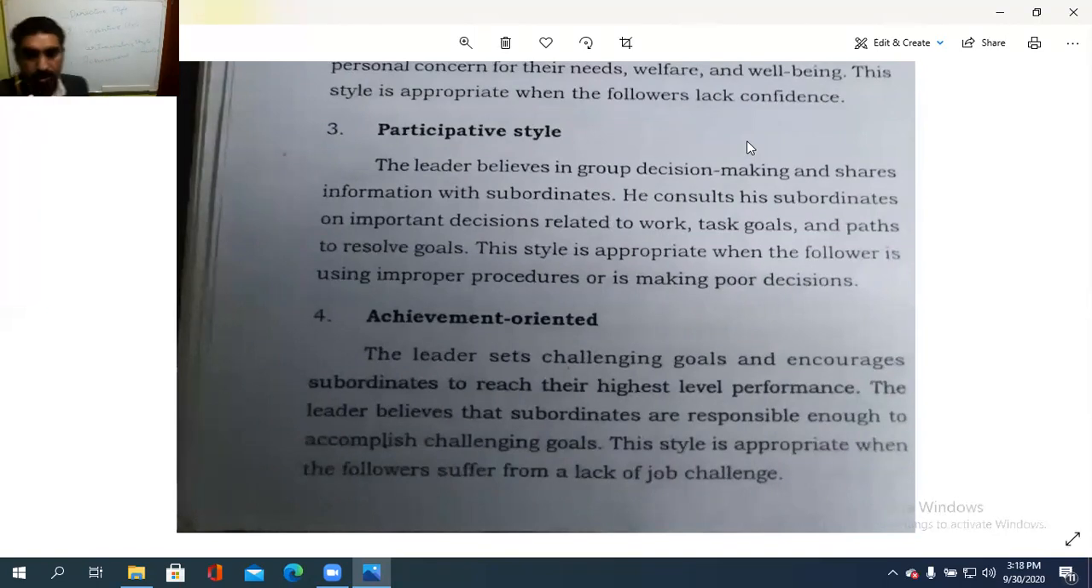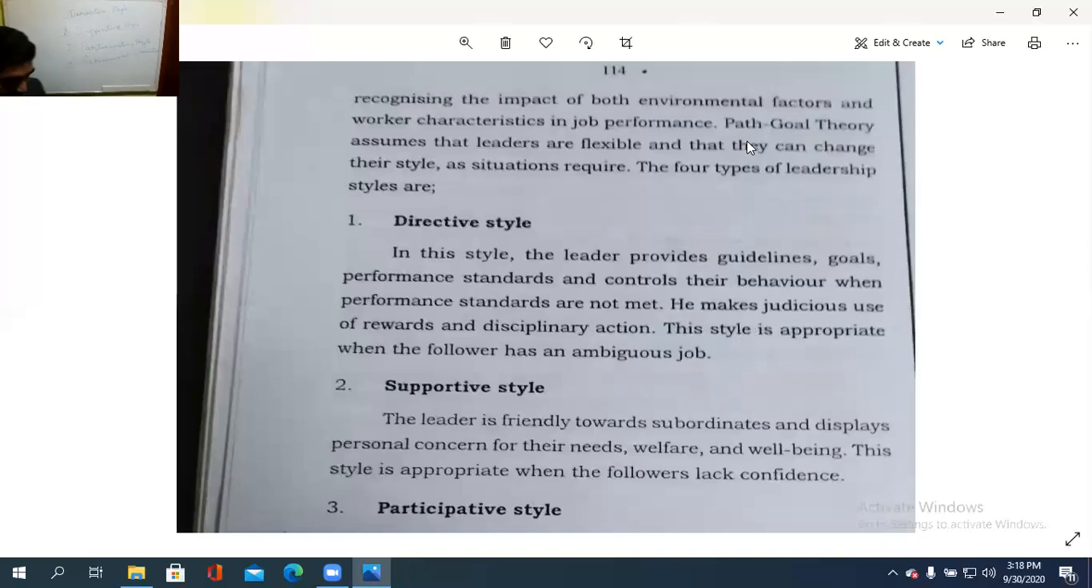Achievement oriented. So we will see one by one in detail. Directive style: the leader provides guidelines, goals, and performance standards, and controls their behavior when the performance standards are not met. Leaders give guidelines to the subordinates regarding the goals to achieve and the performance standards. The standard is set, and thereby the leader controls the behavior if the performance is not met. He makes judicious use of rewards and disciplinary action.